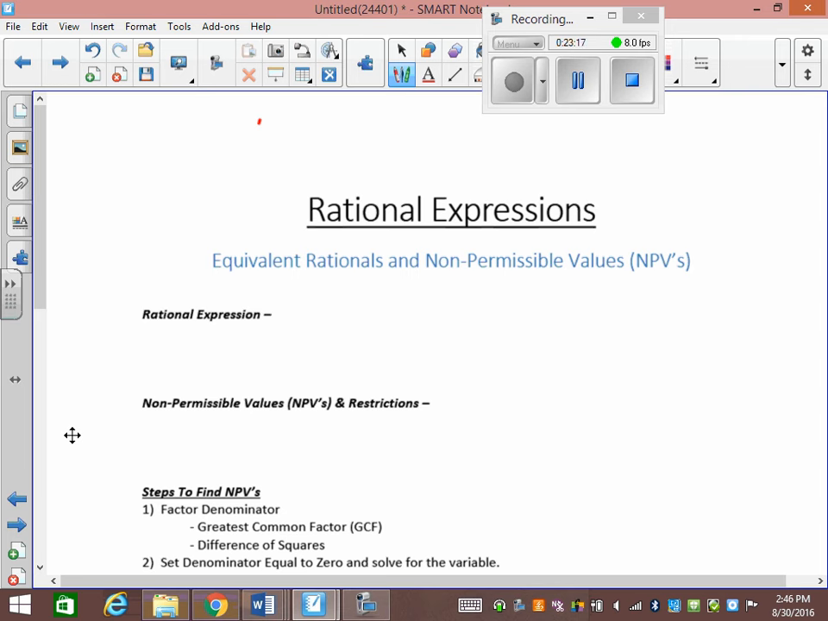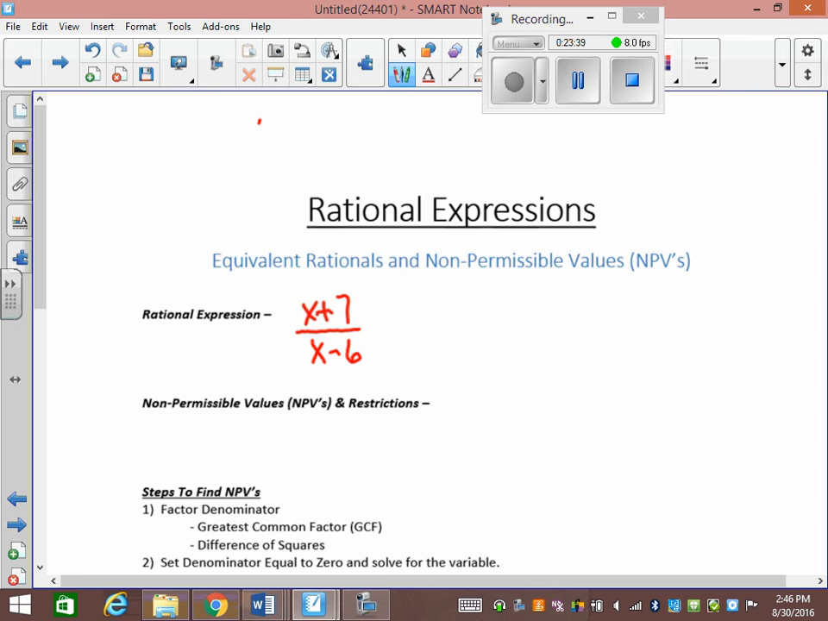So a rational expression is when you have something with a variable over something with a variable. For example, x plus 7 over x minus 6 is a rational expression. And rationals follow fraction rules. They follow fraction rules.